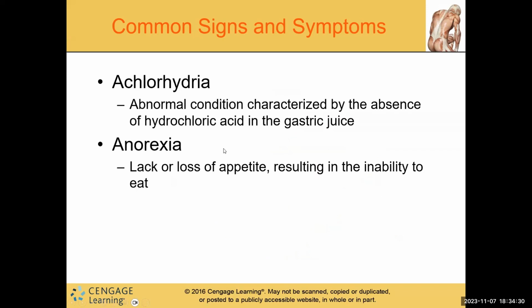Okay, achlorhydria. It's an abnormal condition characterized by the absence of hydrochloric acid in the gastric juice. So chlorhydria, you know, that has to do with hydrochloric acid. And then A, whenever we see A in front, it means the absence of or without. So anorexia, without appetite. So anorexia means you don't have an appetite.